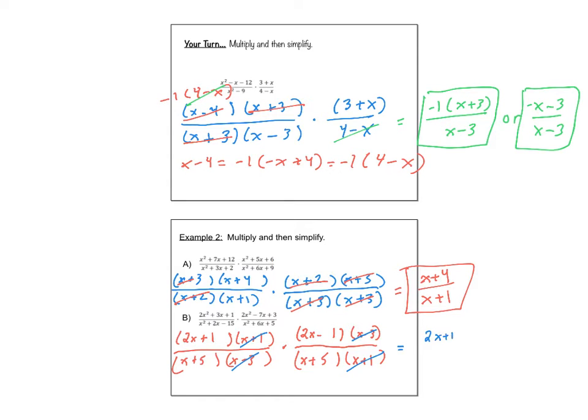2x plus 1, 2x minus 1, all over. Notice we have 2x plus 5, so you could write it down here twice, or you could just say x plus 5 squared. So either way, I'll write the other one out too. Either one of those works.